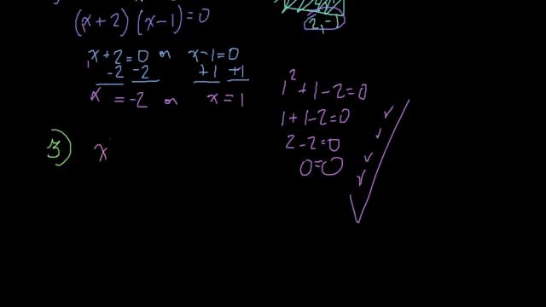x squared plus 2x plus 3 equals 0. Right away, factors of 3 are 3 and 1, and negative 3 and negative 1, but let's start with 3 and 1. Wait. Give me a second.